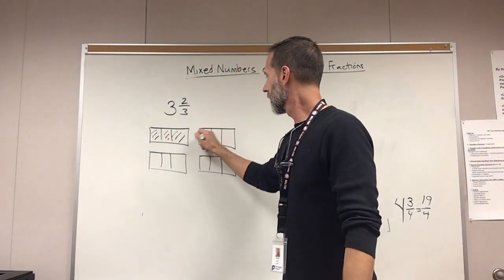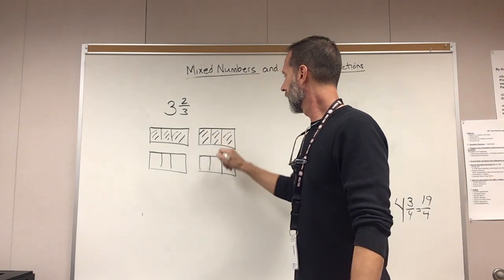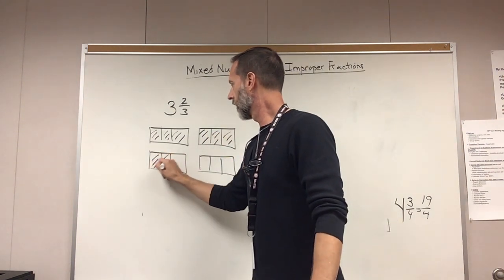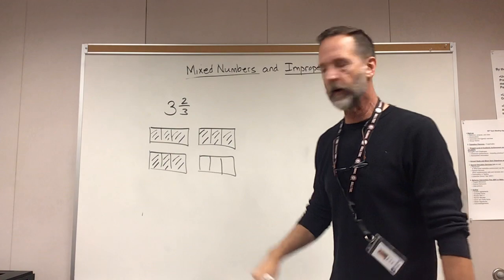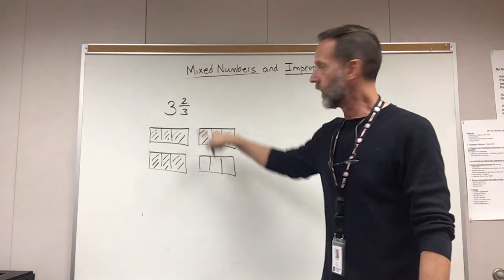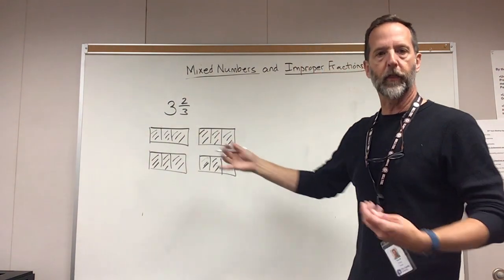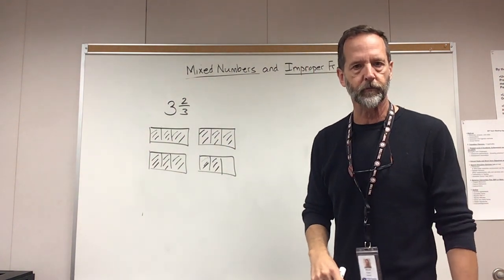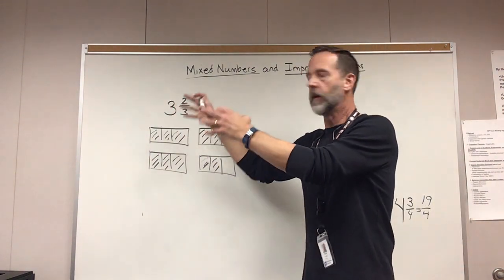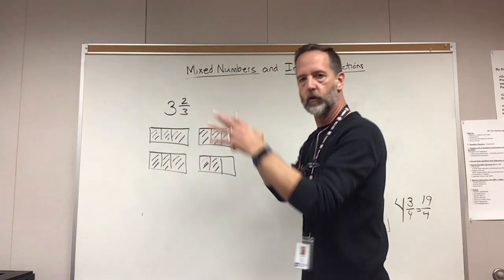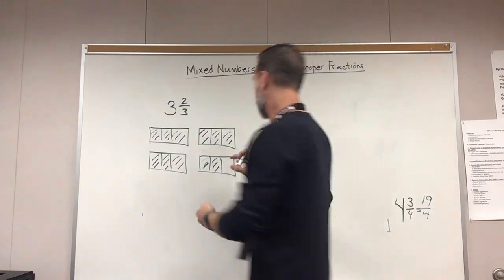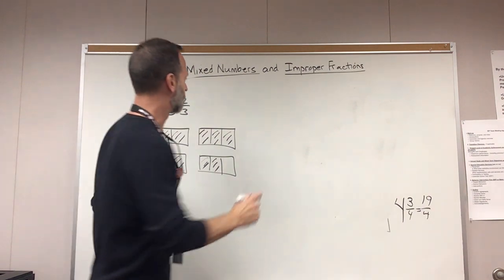The 3 tells me shade 3 of them all together. There's 1, there's 2, there's 3, and then how many in this last one? 2/3. So there would be 3 and 2/3. Okay? That's taking it from a mixed number and drawing the picture. All right? We could do the same with an improper fraction.